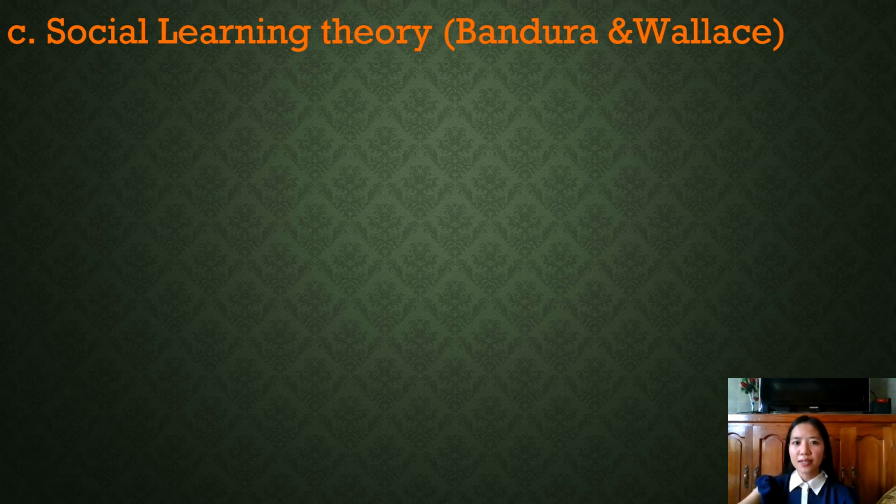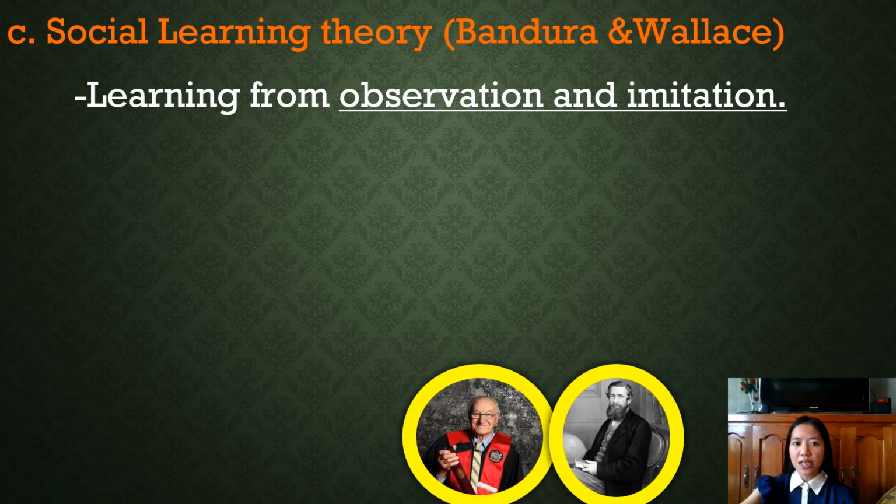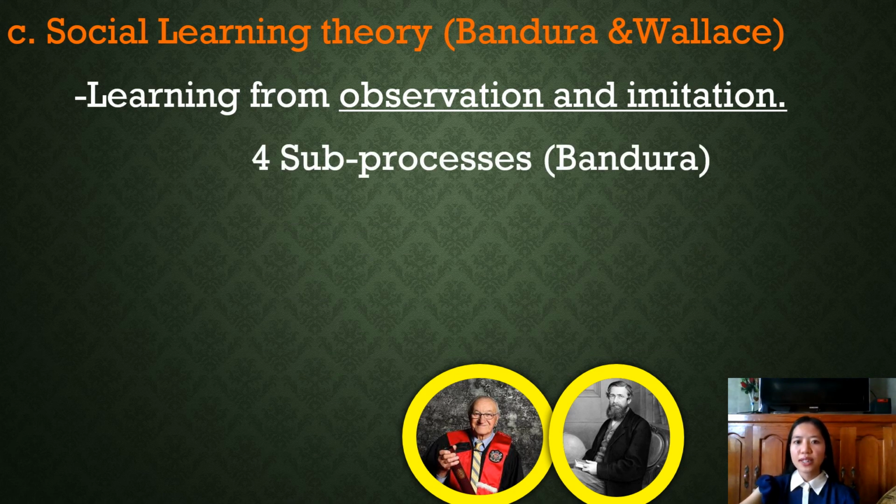This theory suggests that social behavior is learned by individuals through observing and imitating the behavior of others, or what we call models. This is according to the proponents of this theory, Albert Bandura and Walters. According to Bandura, there are four sub-processes in the said theory. These are attention, retention, motoric reproduction, and motivation, often referred to as reinforcement.